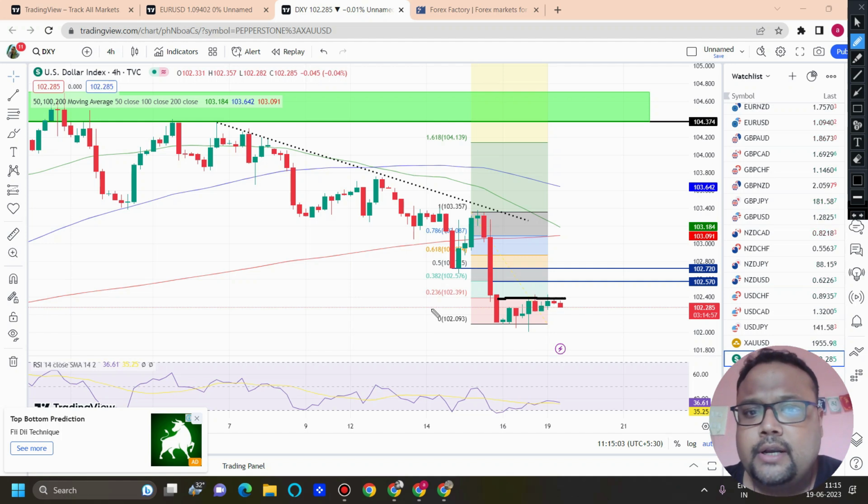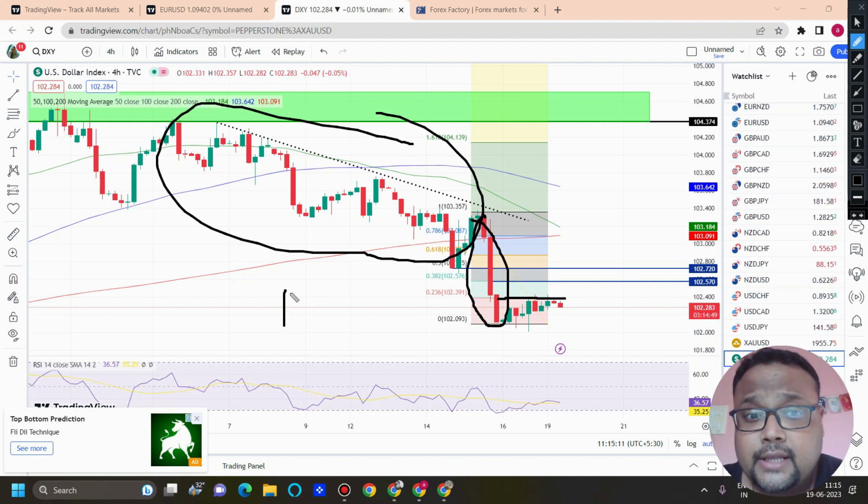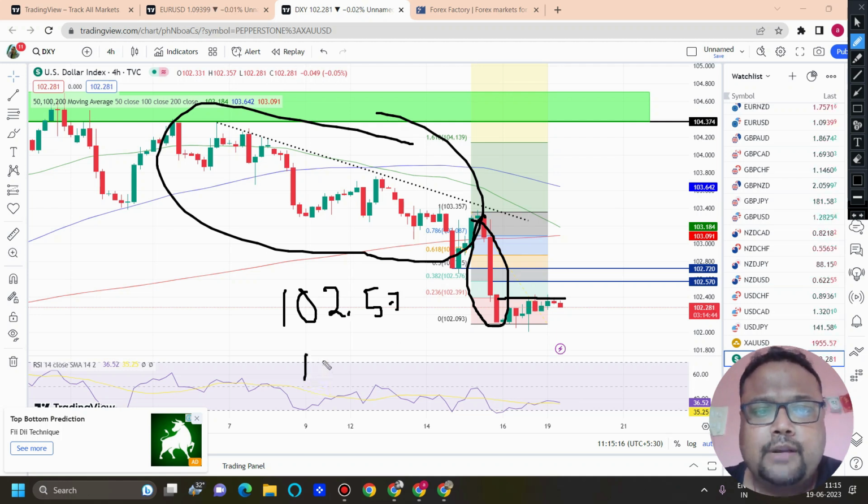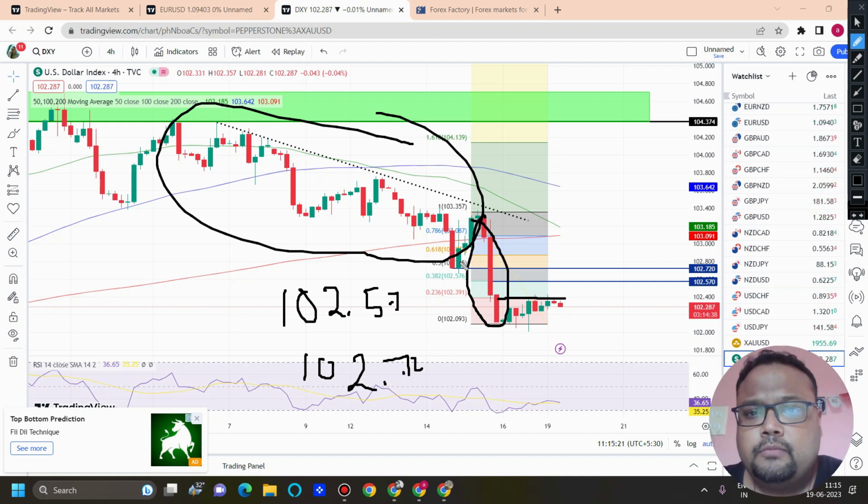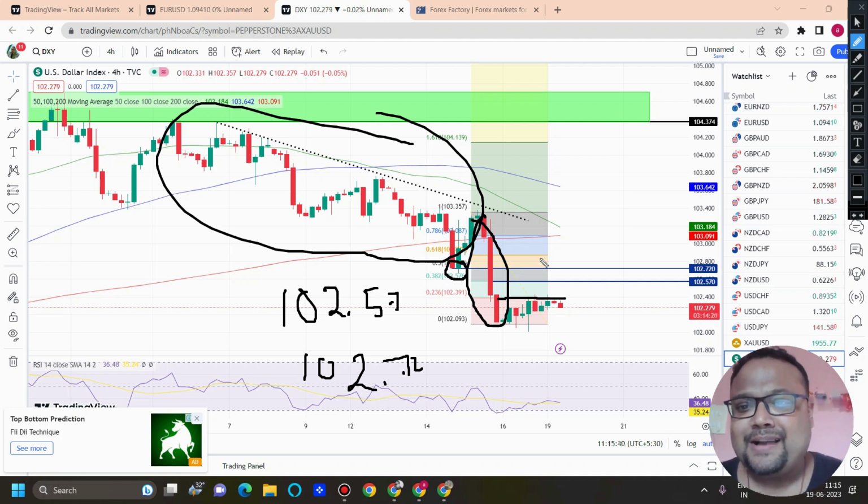If the market tries to continue the upside, then obviously the road will not be smooth, because overall the market is under the dominance of sellers. The next resistance on DXY will be around 102.57 and 102.72. We had discussed this already. 102.72 seems to be a better resistance because of the Fibonacci 50% retracement around this area, and the previous low will also be acting as resistance here. But in this situation, 102.57 also seems to be a very good resistance right now.